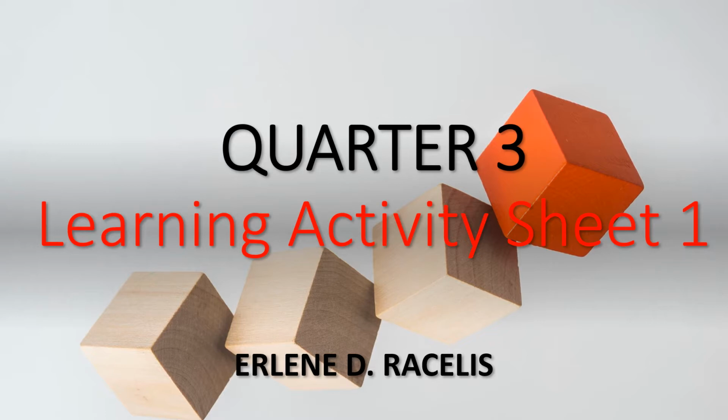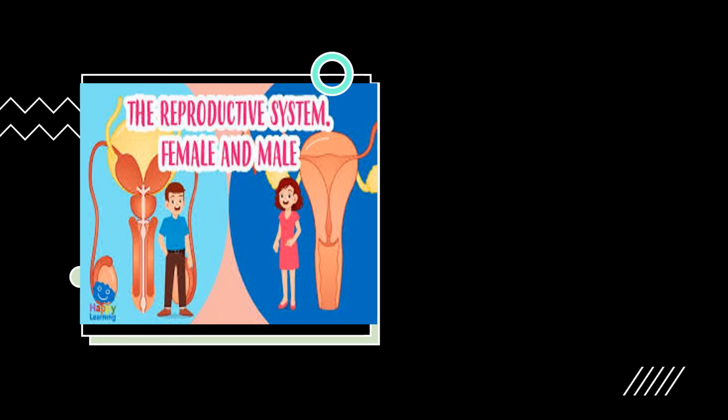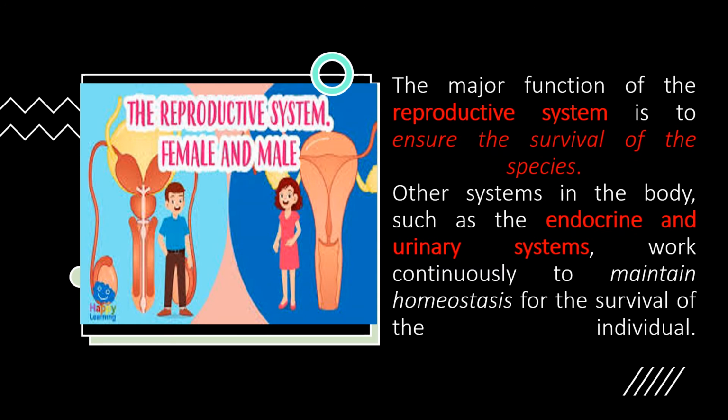But before that, let us recall first the function of the reproductive system for male and female, and let us discover what are the functions of the urinary and endocrine systems. So the function of the reproductive system is to ensure the survival of the species. Meanwhile, the endocrine and the urinary systems work continuously to maintain homeostasis for the survival of the individual.